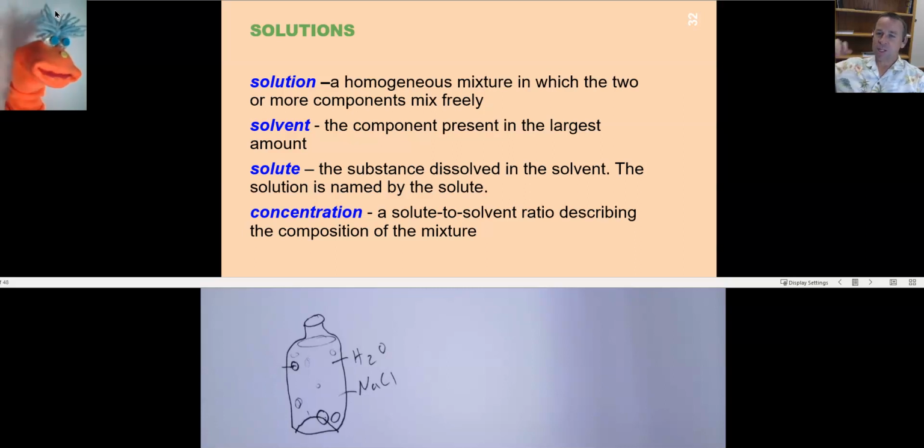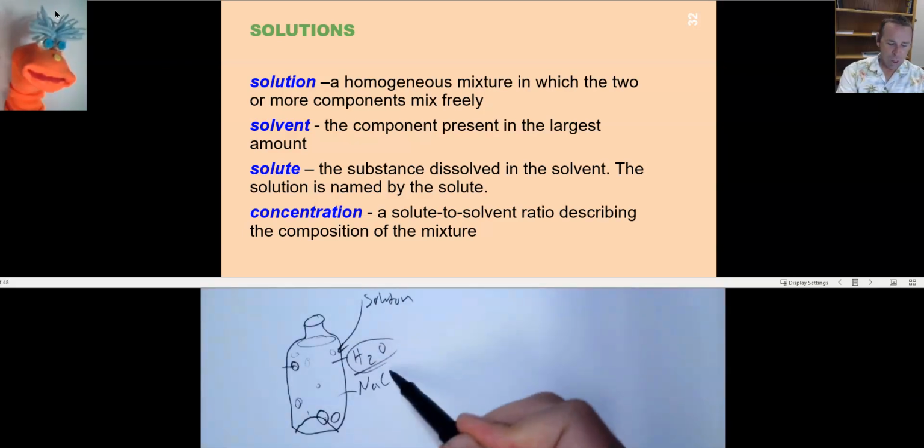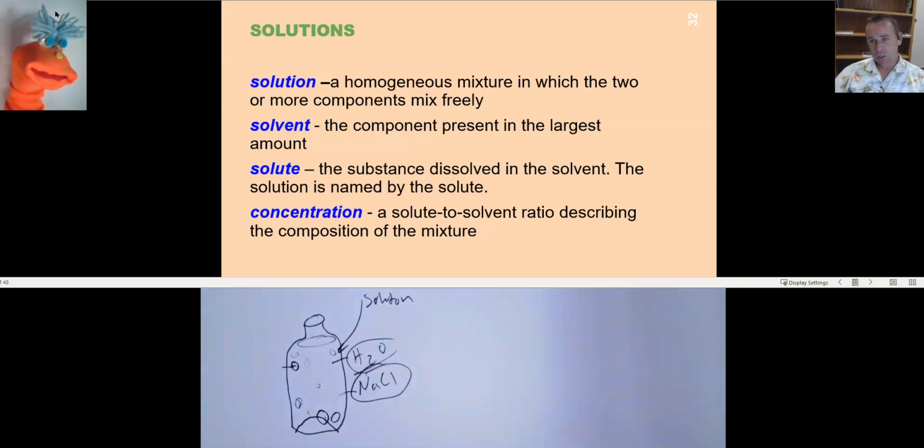Heterogeneous mixture. And solutions are homogeneous mixtures where there is a solvent and a solute. The solvent's the thing that's in the highest concentration. The solute, or there could be more than one solute, are the thing that's in the lowest concentration. This is an example of a solution of water and sodium chloride. Water is the what? The solvent or the solute? The solvent. That's right. And then the sodium chloride is the solute.